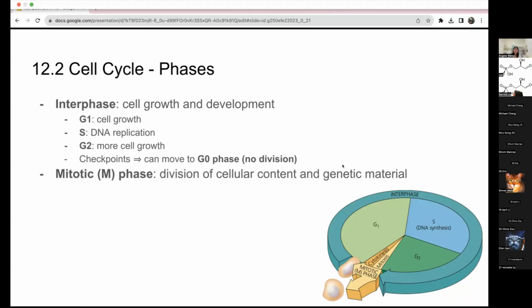So after the G1 phase, there is a checkpoint in which certain cells might move to a phase called G0, where no replication happens and the cell basically just lives. We'll be talking more about this later as well. After interphase comes the mitotic or M phase, where the cellular content is divided along with genetic material. Here is a little diagram of what happens in the cell cycle. Most of this is interphase, and then there's mitosis and cytokinesis, and then these cells repeat the whole cycle again.